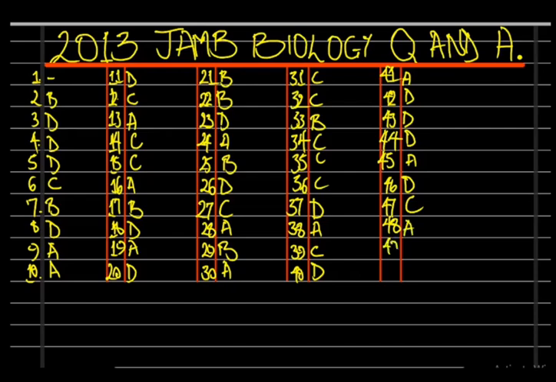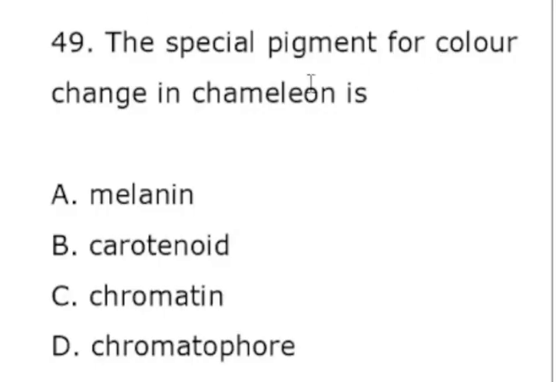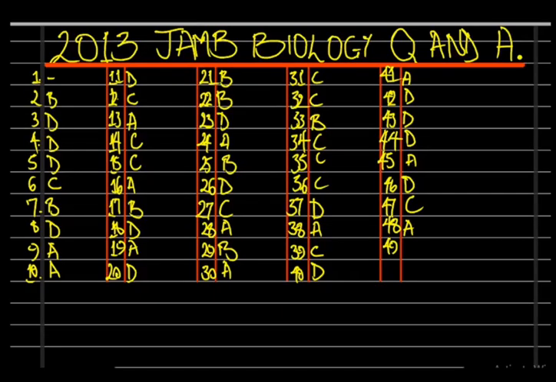And then question 49. The special pigment for color change in chameleon is A. melanin, B. carotenoid, C. chromatin, D. chromatophore. Majorly the answer there is melanin, because it is an animal. It is not a plant that would have possessed any of the others. So the answer is option A. Melanin is the skin pigmentation that is found in animals.